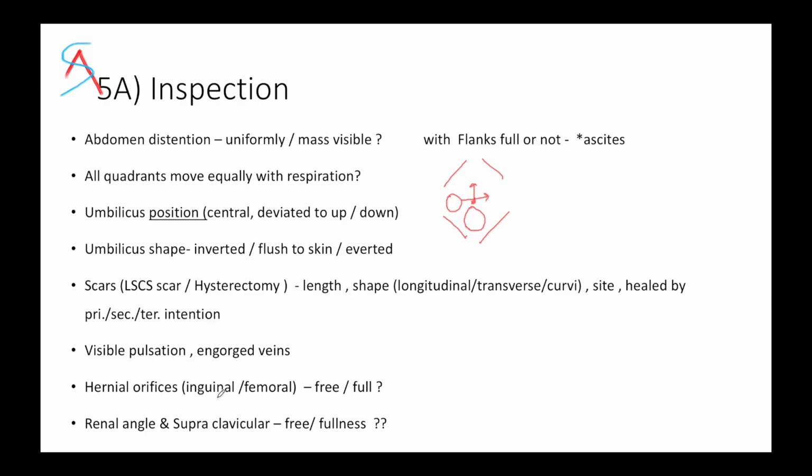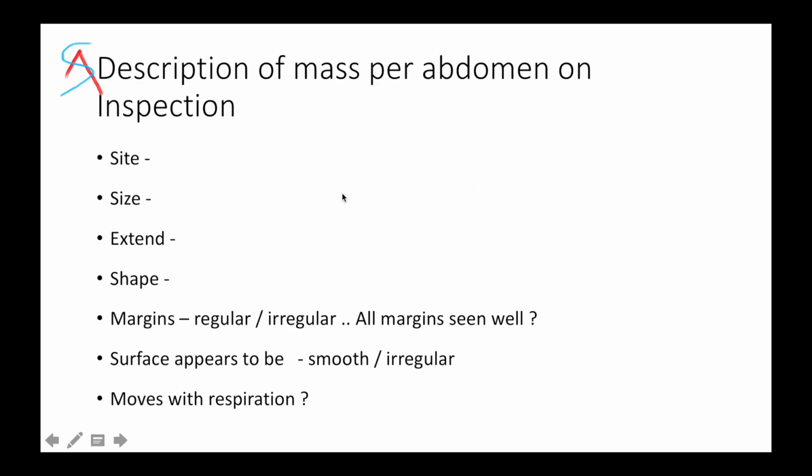Hernial orifices you have to look. Then you have to look for any renal angle fullness or supraclavicular fullness. If there is any mass per abdomen seen, then you have to talk about its site, its size, its extent, its shape, its margins, regular or irregular, whether all the margins are seen or not. Because in a uterine mass, the lower margins won't be seen, but in an ovarian mass, all the margins mostly would be seen. Surface appears smooth or irregular. Does it move with respiration or not?